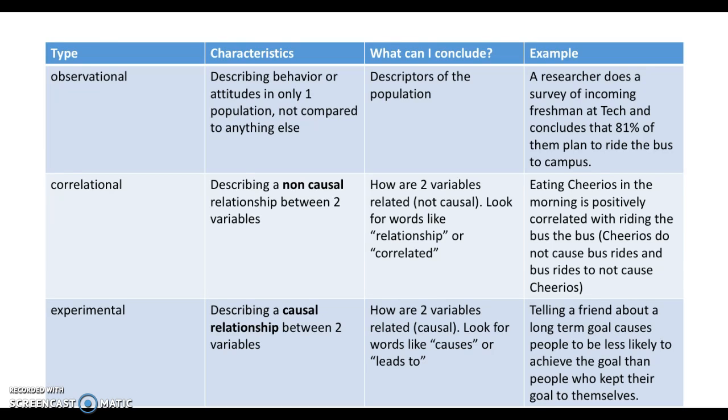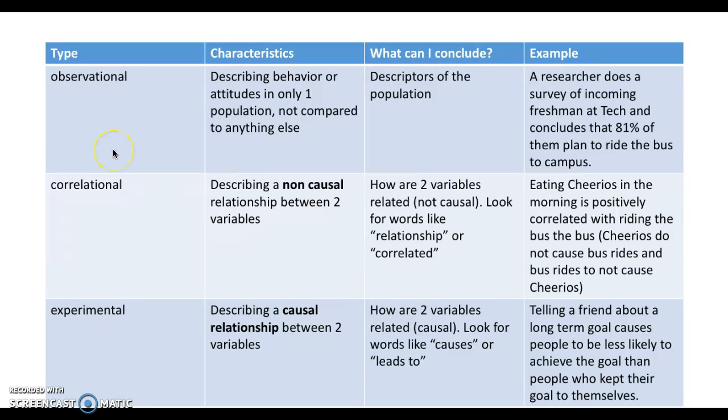I've got my type of design up here at the top, and some characteristics of the design so that if I'm reading a new example that's given to me on the test, I can go through and identify which one it most closely fits. What can I conclude? This is really important because this would help me determine if it's causal or not causal, or if I can just look at what the population is describing. And then I also generated an example for myself over here in the last column.